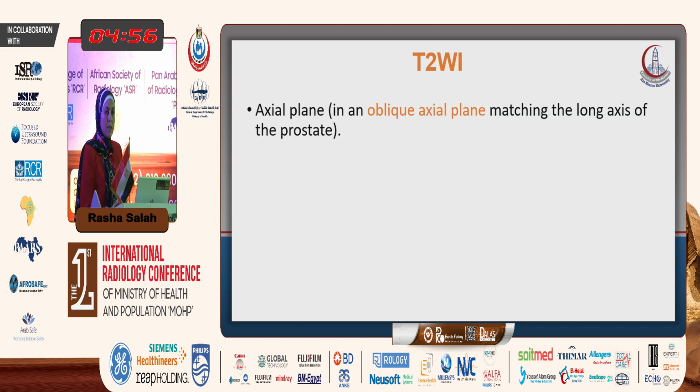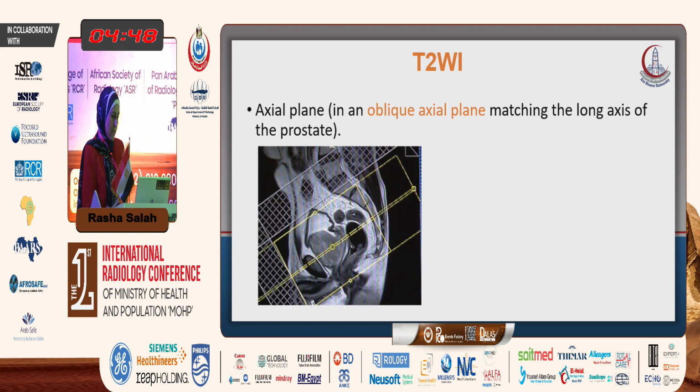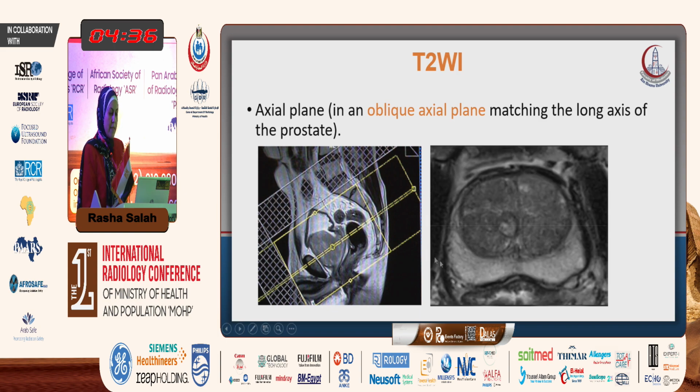The prostate axial T2 weighted image should be performed in an oblique axial plane matching the long axis of the prostate. This is the sagittal T2 weighted image, and this is how we localize the axial planes for the prostate image, to allow us to get this nice axial T2 weighted image with the central gland located over here and the peripheral zone, as we can see here in the mid prostate.